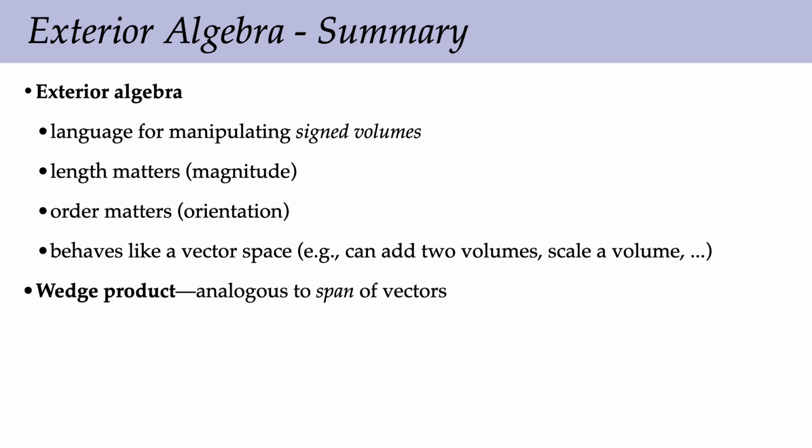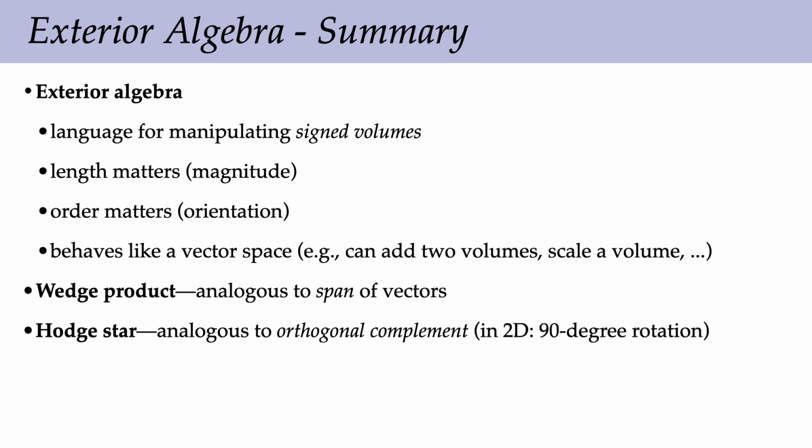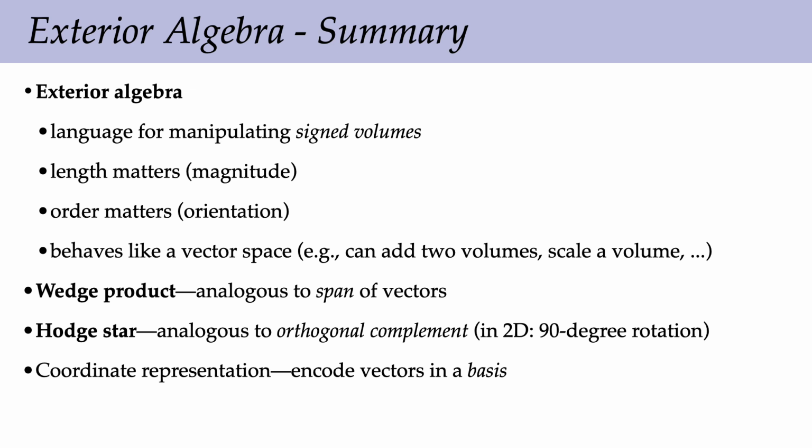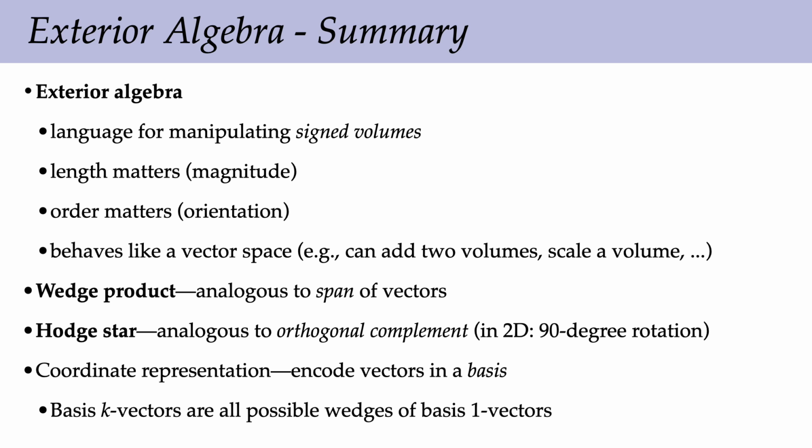The wedge product was analogous to the span of vectors, except that, of course, we have a magnitude and an orientation. The Hodge star is analogous to the idea of an orthogonal complement, though again, we have a notion of magnitude and orientation. And in 2D, we had a very important example that this really just looks like a 90-degree rotation. Finally, we looked at how to talk about exterior algebra in coordinates. So we can encode vectors in a basis. We can encode k-vectors also in a basis. And that basis is just the wedge of all possible basis 1 vectors.